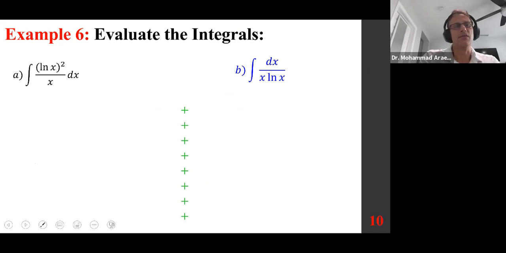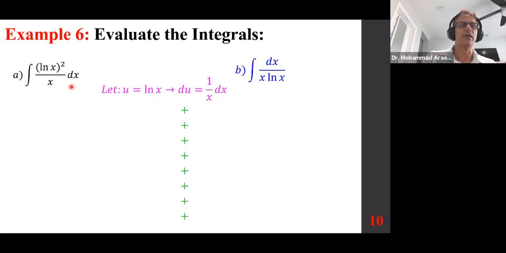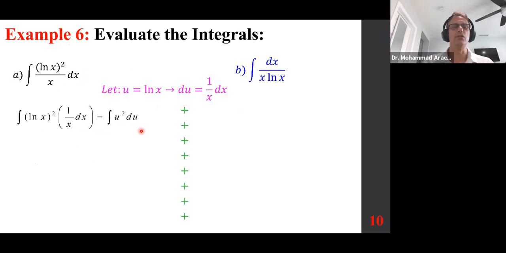If ln x is involved, most likely ln x is a choice of u. So if you choose ln x to be u, du becomes 1/x dx. If you can see that, fine. If not, rewrite it such that you can see different components as follows. So when you see it in this format, you can see this is u squared du. You use the power rule, you finish the job.